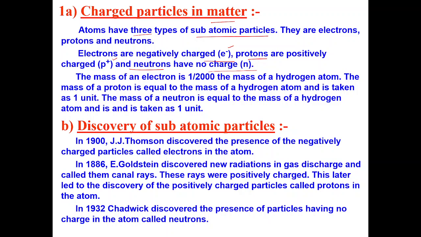Regarding their discovery, in 1900 the first particle was discovered by J.J. Thomson, which was negative in charge. In 1886, Goldstein discovered protons, which are positive in charge. He discovered them from an experiment with a discharge tube, in the canal rays. And in 1932, Chadwick discovered neutrons, which have no charge.